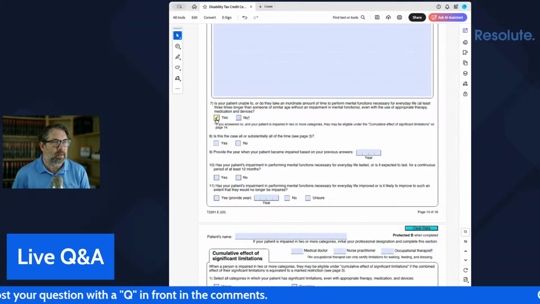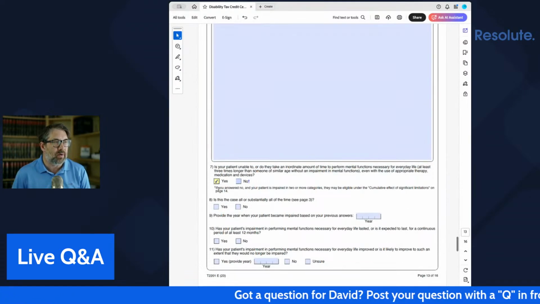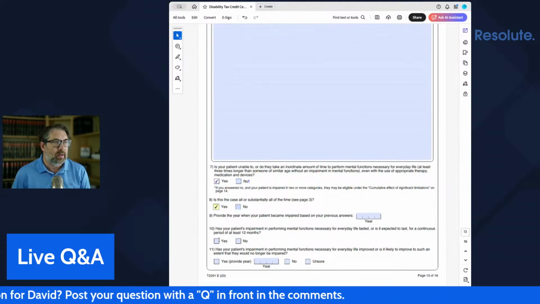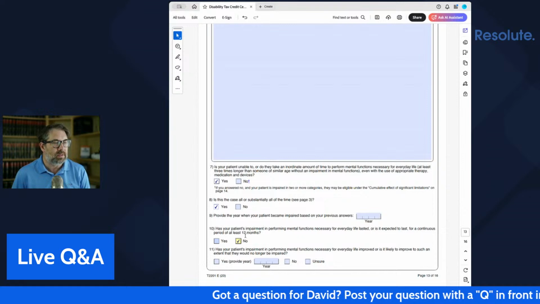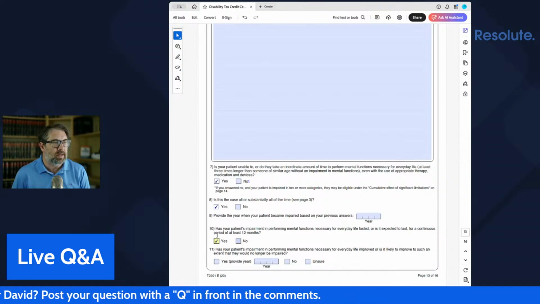But a lot of people will meet this, especially if you are having severe mental health issues. Now, the question is though, it's not only that you have this, it has to be present substantially all of the time, and it has lasted or is expected to last a continuous period of 12 months or more. This is often where it's hard, it will often be no here, because sometimes people have mental health issues that come and go, but they're not going to last 12 months or more. So this is another one. You would need to have all 3 of these yes in order to be approved.